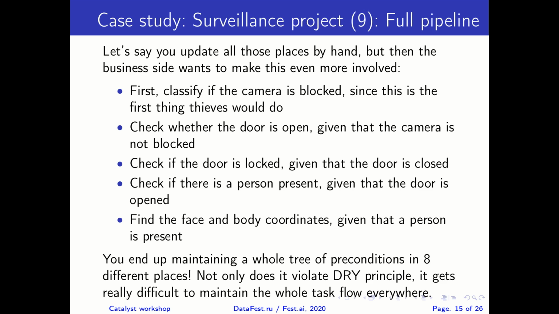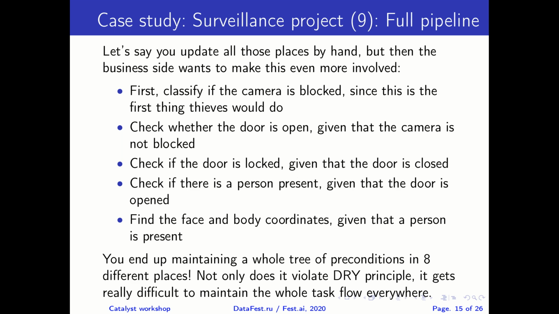And let's say you have updated all of those by hand, but then the business side wants to make this more involved. So first they want to classify if the camera is blocked, because maybe in the factory when thieves come in, they just put something which blocks the camera view, and then the camera doesn't notify anyone for this. So we have to first classify if the camera is blocked. Then if the camera is not blocked, we have to see if the door of the factory is open. And if it's not open, meaning that the door is closed, then we have to check if the door is locked, so that it can notify someone that, okay, the door is closed but it's not locked yet.